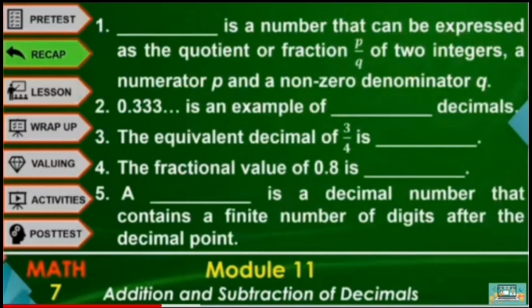Number 2. This repeating decimal is an example of blank decimals. Number 3. The equivalent decimal of 3 over 4 is blank. Number 4. The fractional value of 0.8 is blank. And number 5. The blank is a decimal number that contains a finite number of digits after the decimal point.